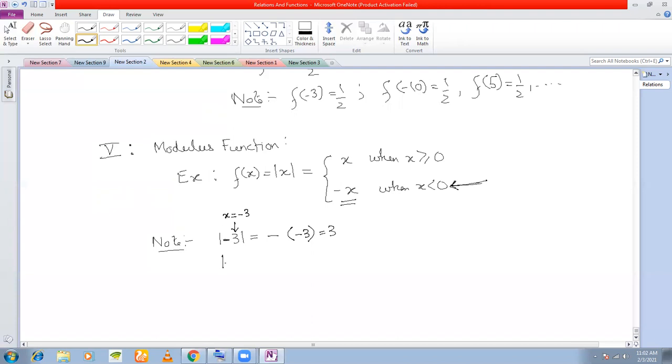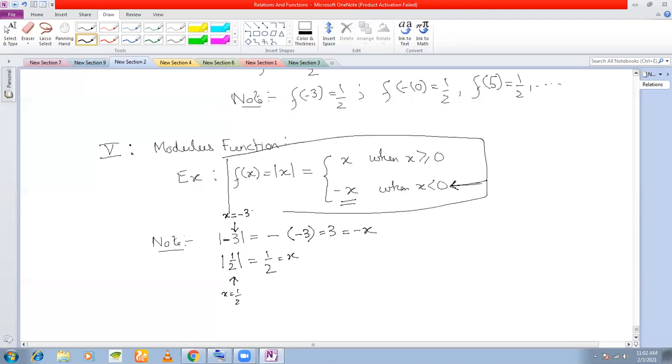And of course, when x is greater than or equal to 0, say mod of half, then obviously it will be half only. So no problem, because here x is equal to half, and so this will be equal to x. Since x is equal to minus 3 here, we are getting this as minus x, minus of minus 3. Understood? This is very, very important. Please remember this, okay? You will require this later on. Fine.